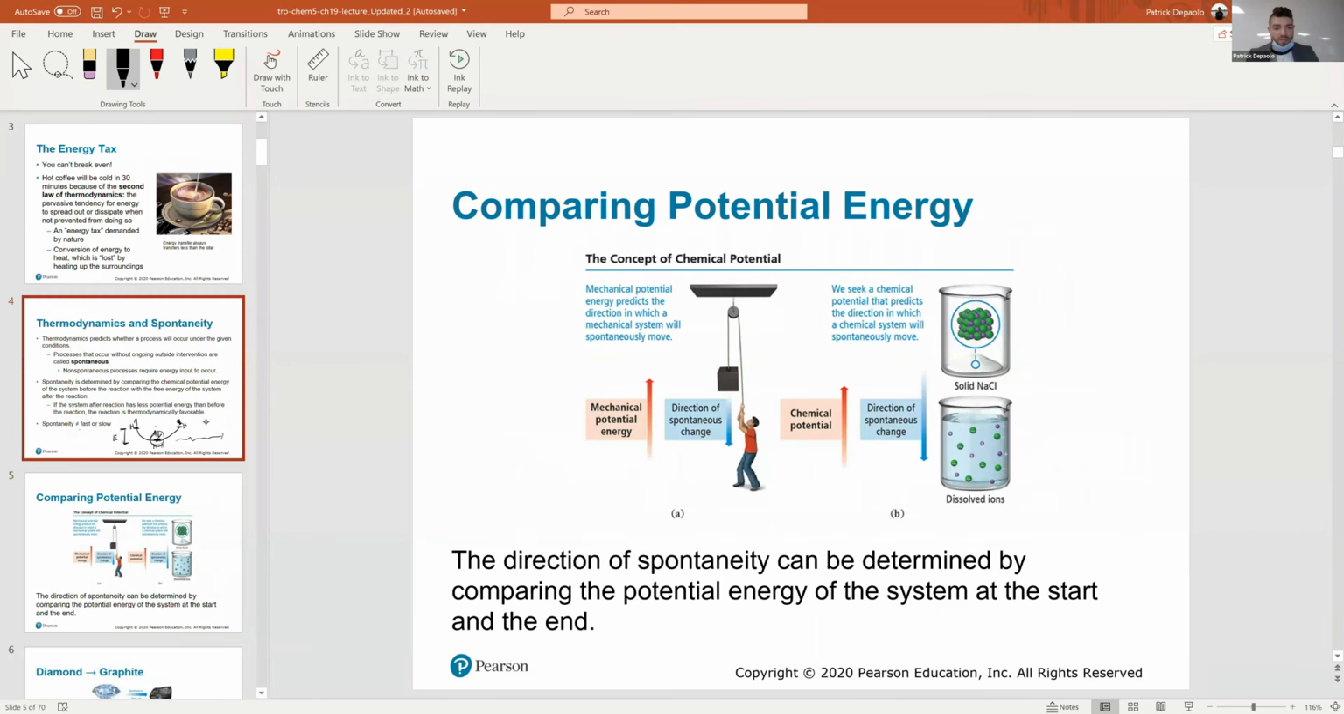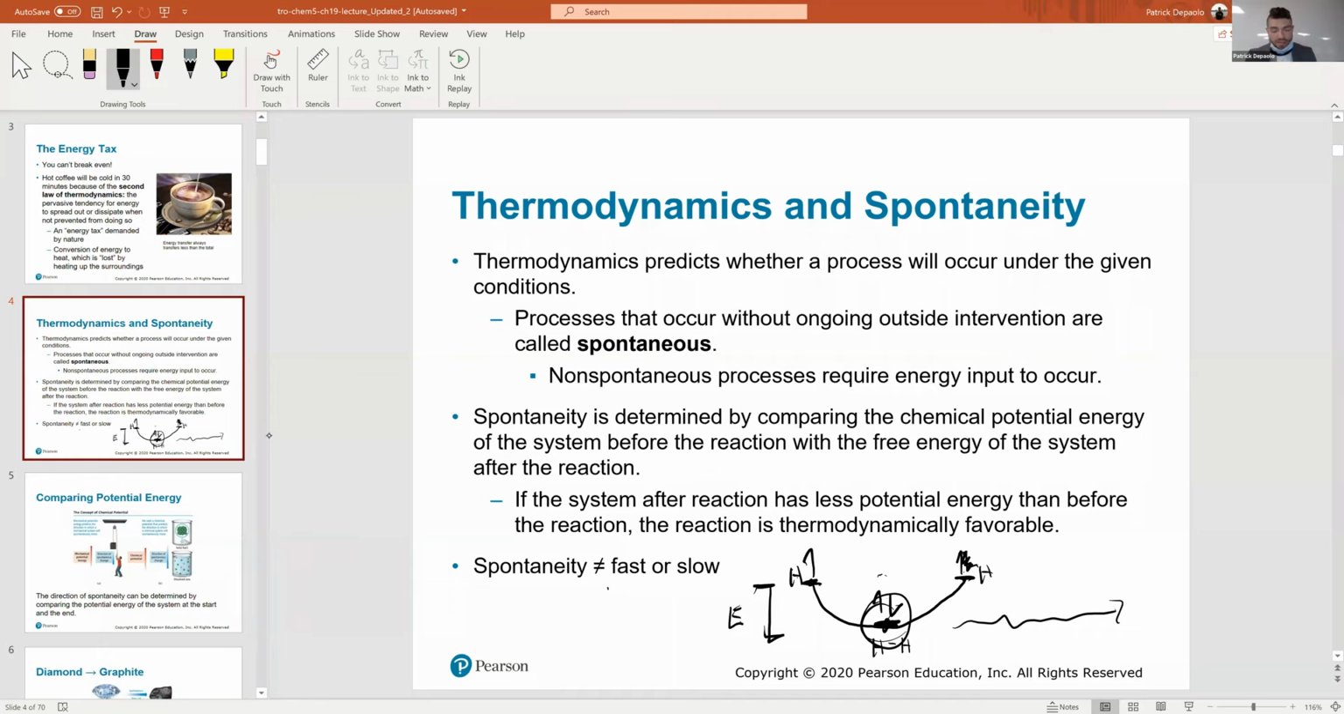Also, spontaneity doesn't really mean slow or fast. It just means it happens. There could be non-spontaneous reactions that are faster than spontaneous ones. But again, it's very reaction specific.